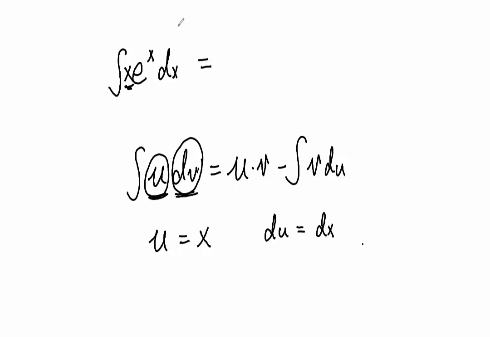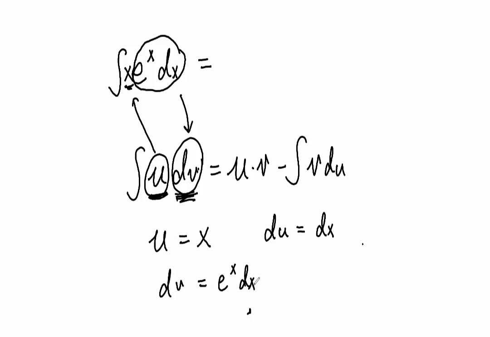Now let's look at the dv. We have to give something to be dv. So we're going to assign everything here to be our dv. Because I gave u to be my x, the rest has to be dv. So now our dv is e to the x dx. We have to get what v is. So how can we get a v?